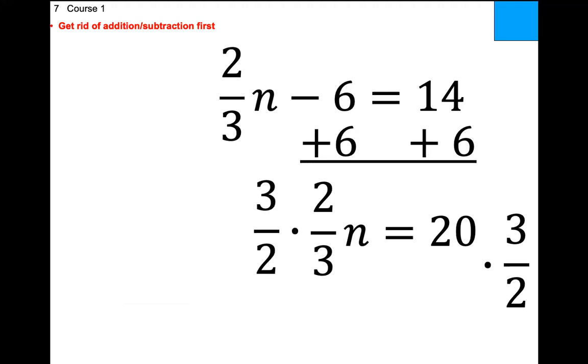Okay, what happens on the left side? Everything cancels. 3 divided by 3 is 1. 2 divided by 2 is 1. 1 times n is n.